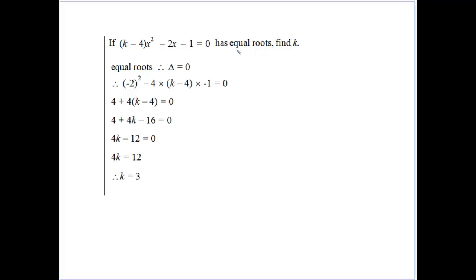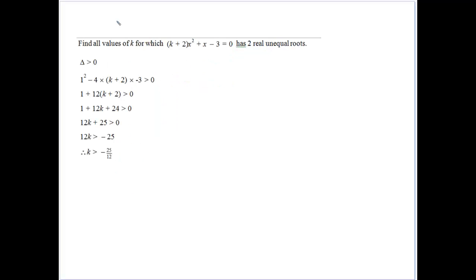Same idea: we have a quadratic here with k minus 4 as the coefficient of x squared. The idea is to find the value of k if this has equal roots. So again, what does equal roots mean? It means that the discriminant is equal to 0. So we take our discriminant, set it up with minus 2 all squared, minus 4 lots of a times c, and set that equal to 0. We solve this, and it's not a quadratic, it's just a linear equation, because it's just 4k. We get that k is equal to 3. So if we can work out what we mean by equal roots, we can solve this.